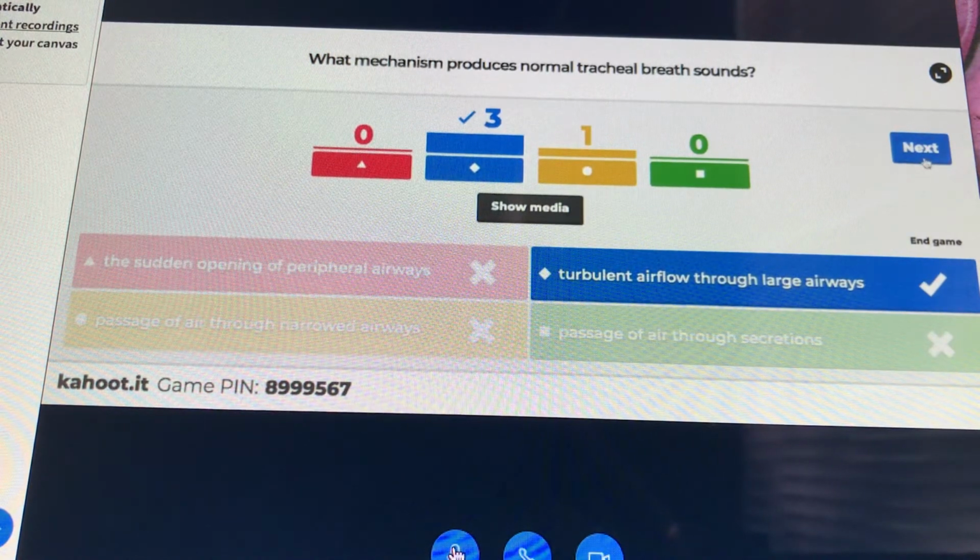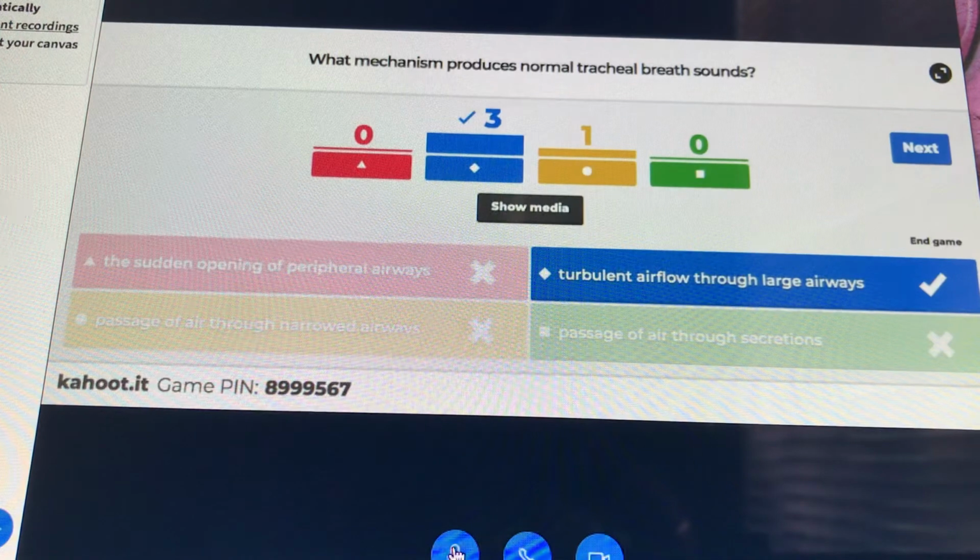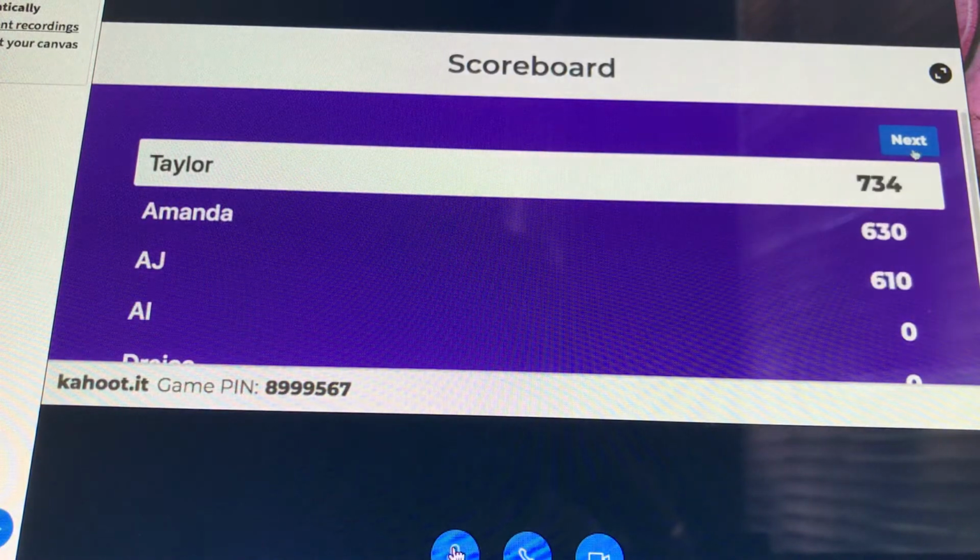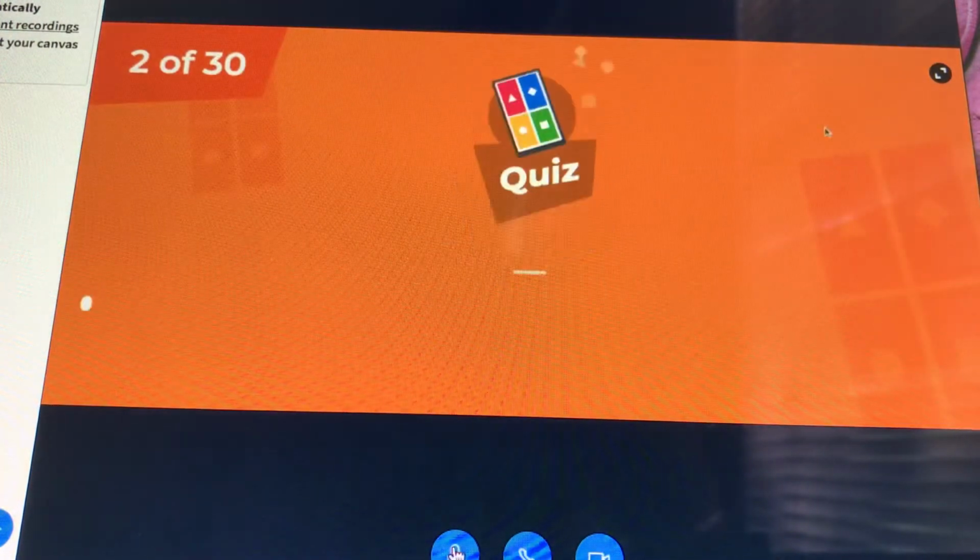Okay. What about the passage of air through narrowed airways? Wheezing? Yep, wheezing. So not stridor, because that would still be a tracheal breath sound. And then air passing through secretions? Is that crackles? Or bronchi? Okay, bronchi. So the sudden opening of peripheral airways, pop, pop, pop, snap, crackle, pop, would be crackles.